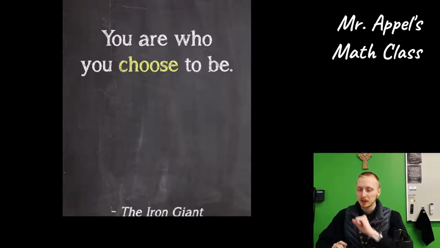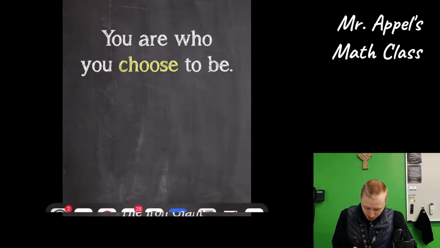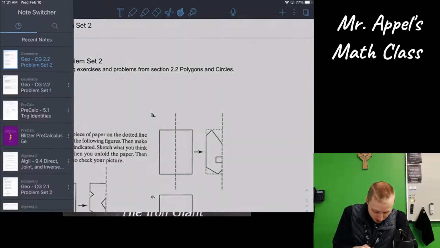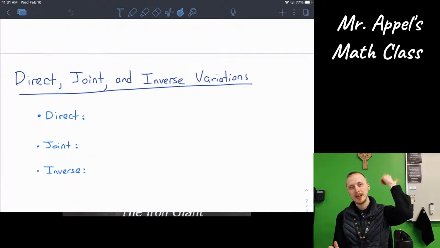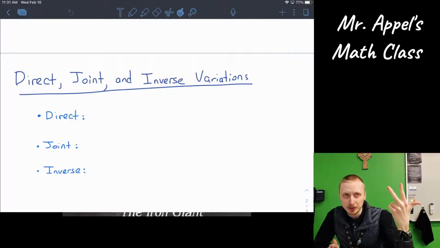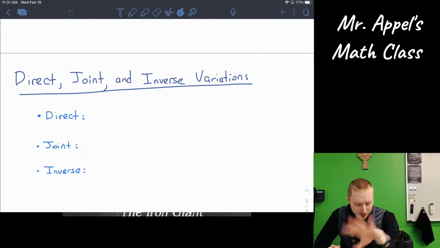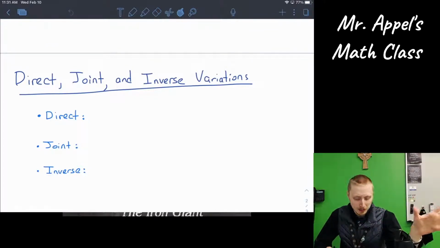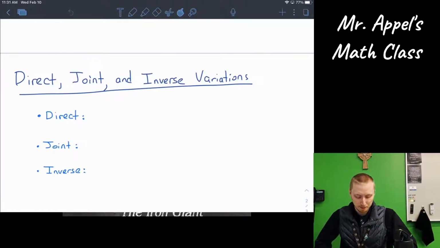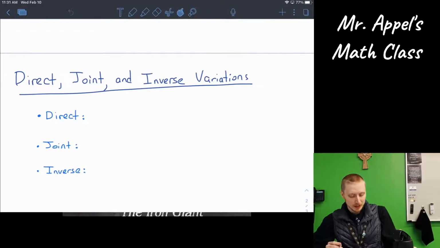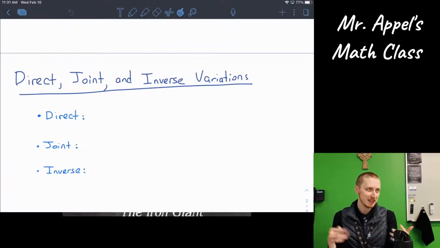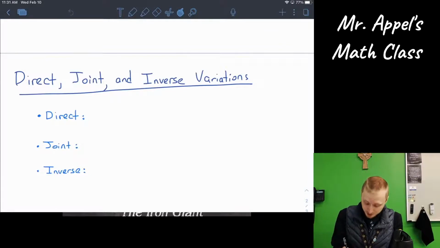So listen up. What I have for you is direct, joint, and inverse variation, okay? You read about it over the weekend. This was part of your 3 sections of notes last weekend. And that's it, just these 3 things. And so I'd like to highlight and come at it from a different perspective than the textbook will, and that is one of physics.